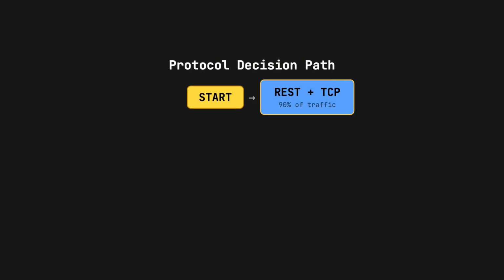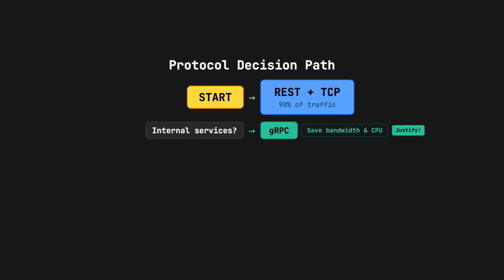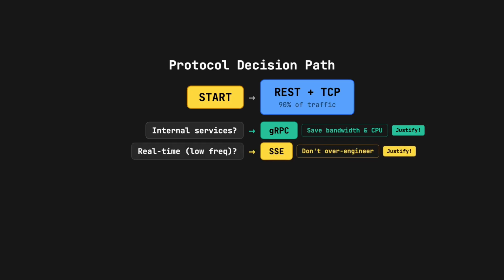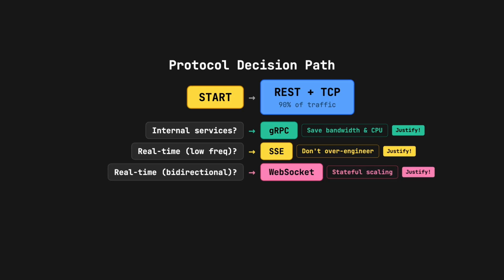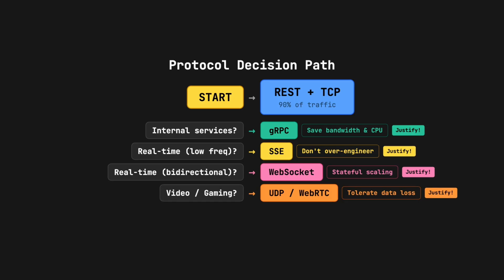Let's recap with the decision framework for your interviews. The default: start with REST over HTTP. It handles 90% of use cases. It's stateless, scalable, and simple. Internal services: if you have high throughput microservices talking to each other, switch to gRPC to save bandwidth and CPU. Otherwise, stick with REST. Real-time, low frequency: if you need stock ticks or notifications, use SSE. Do not over-engineer. Real-time, bidirectional: if you're building a chat app or game, use WebSockets. Be prepared to discuss the stateful scaling challenges.